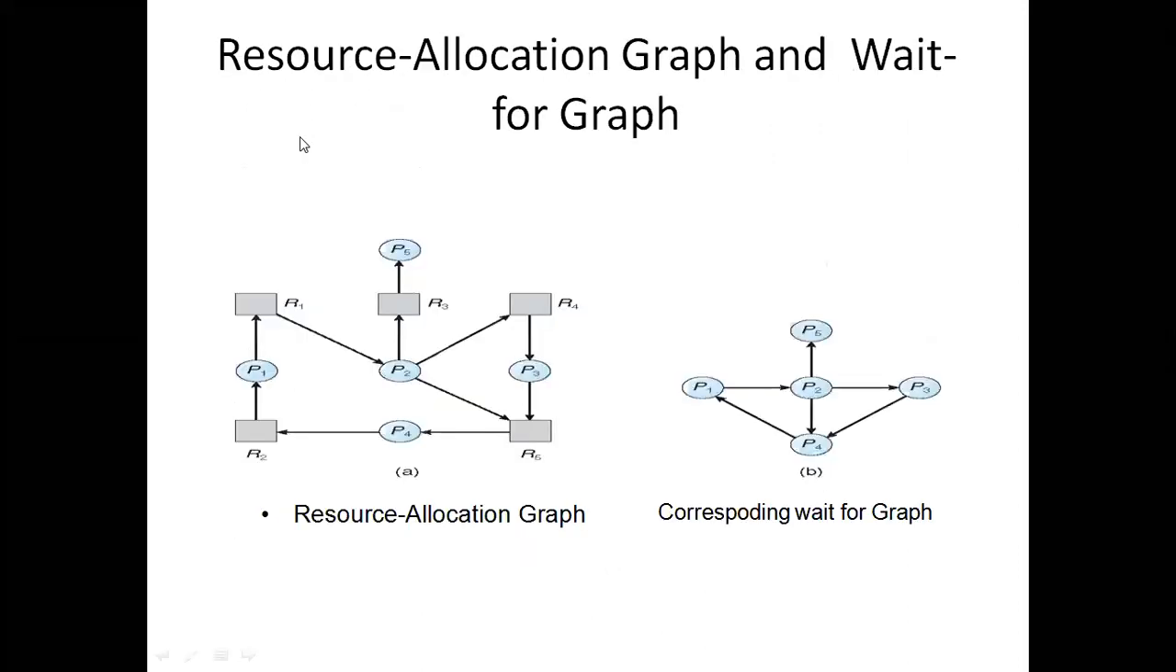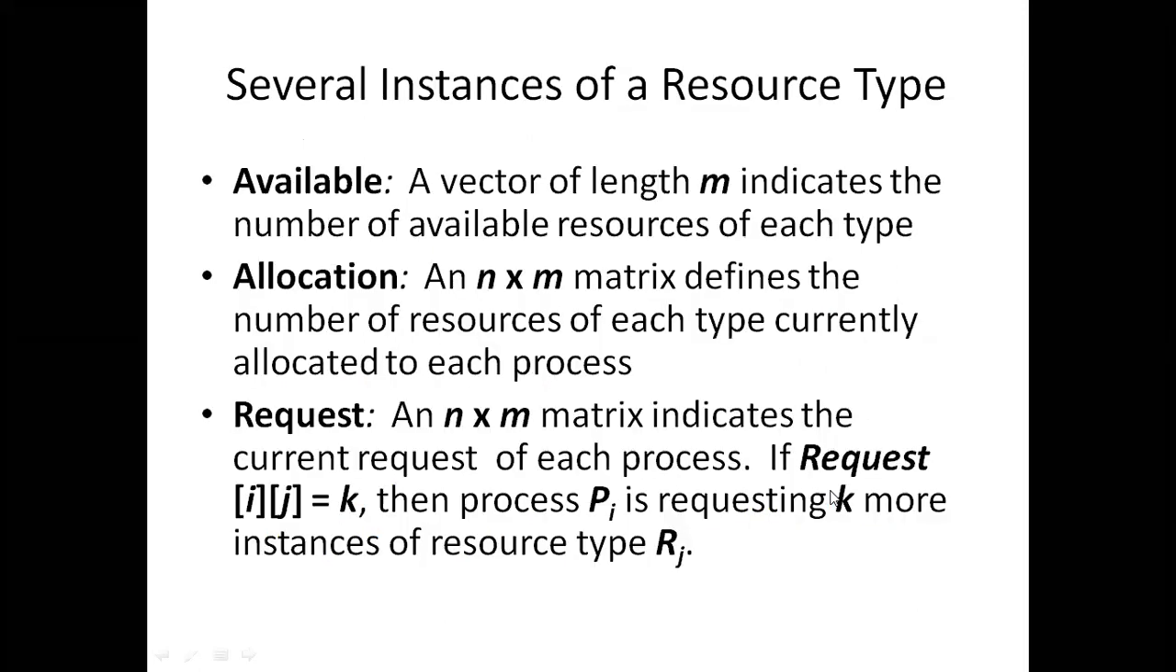If there is only one instance, we need to go for a resource allocation graph. From that, we need to draw the wait-for graph. If it is a single instance, that is the case; if there are several instances, we need to go for an algorithm. So what is that? Follow the cursor: available, allocation, request.